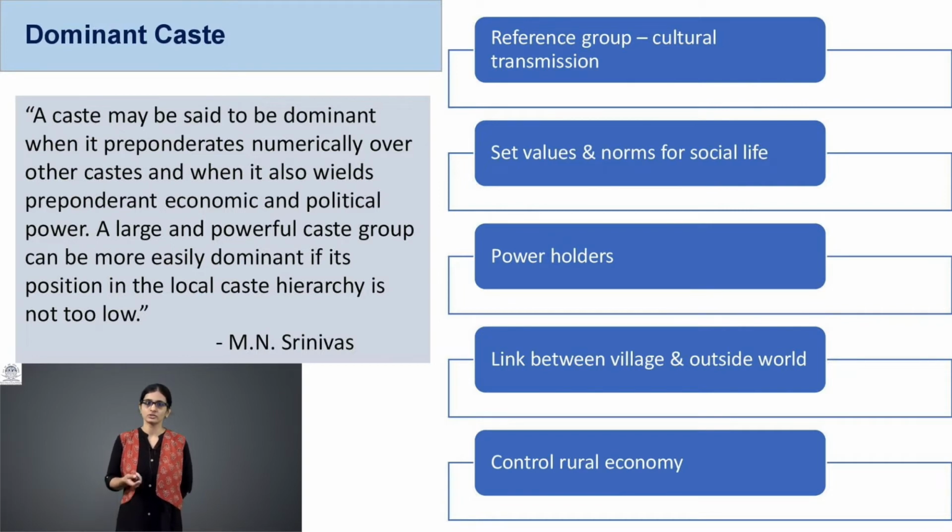So what are the functions of the dominant caste, and why does it occur? The dominant caste becomes like a reference model to lower caste groups who imitate its behavior, customs, ritual patterns. The dominant caste also has been seen to set norms of social life, and leaders of the locally dominant caste also arbitrate in village disputes. They can also award and decide rewards and punishment.